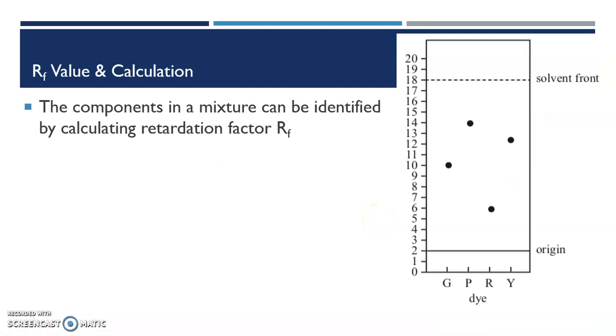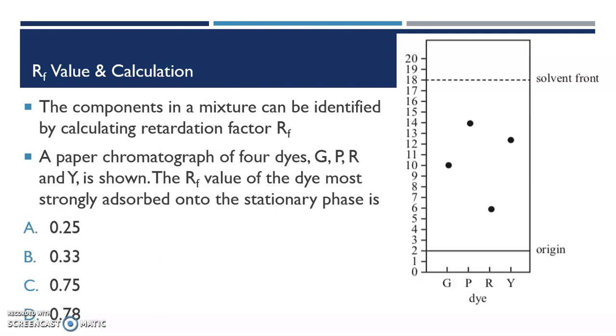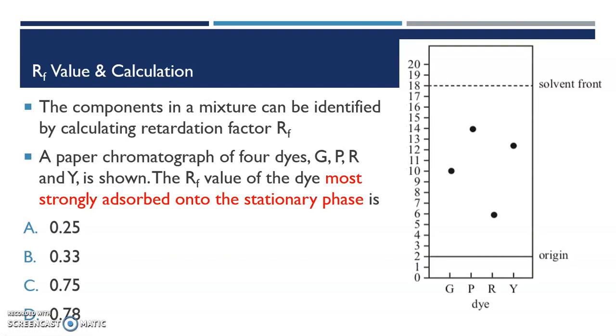Now let's try a question. The components in the mixture can be identified by calculating retardation factor. Then a paper chromatograph of 4 dyes, they have G, P, R, Y, is shown. Then the RF value of the dye most strongly adsorbed onto the stationary phase. Okay. The question is asking the most strongly adsorbed to the stationary phase. If you're really attracted to the stationary phase, you must come last. So it should be the lowest on the paper. Okay. So we're looking at that thing.